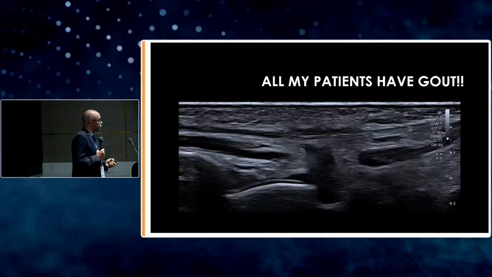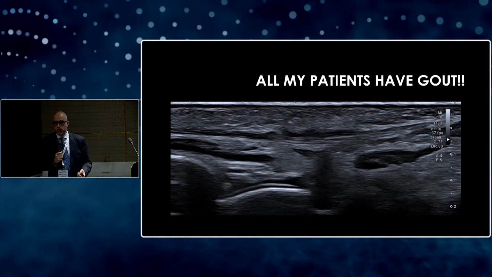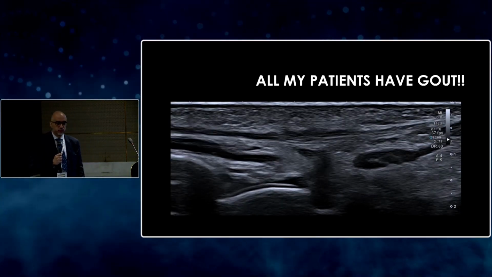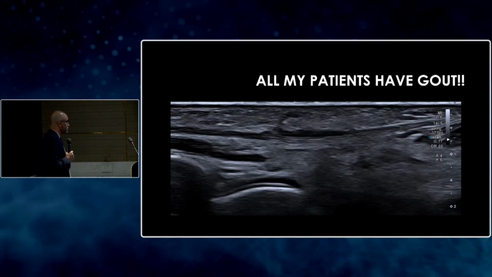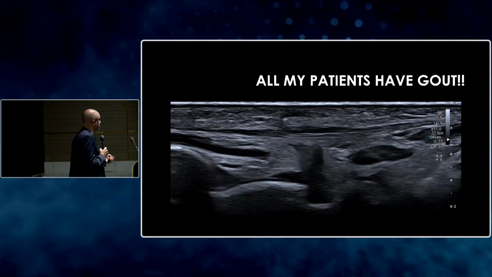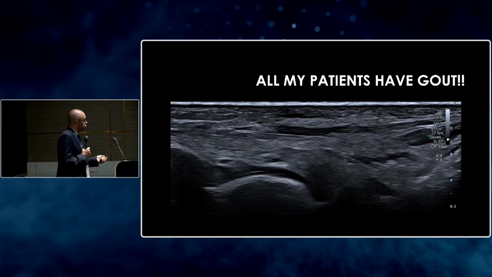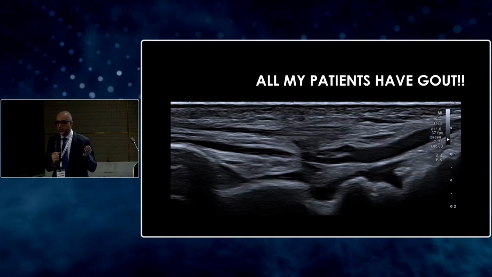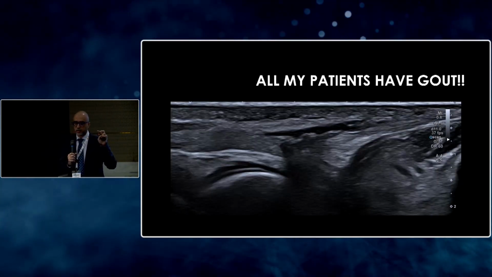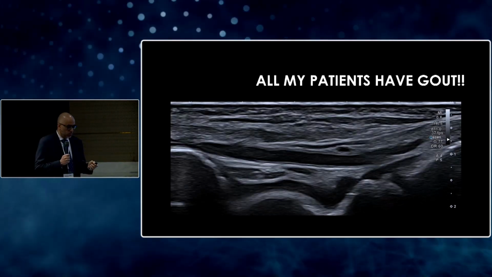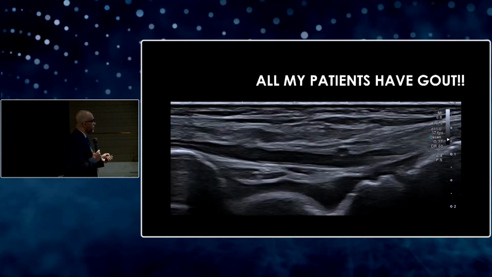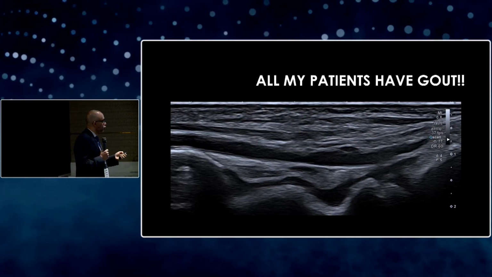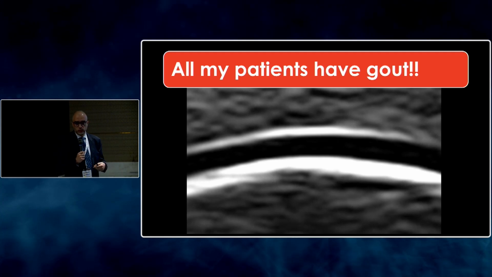Moving from this to a regular finding in our clinics every day using the ultrasound scan. This is scanning of one of my patients with an ankle effusion, and you can see here the hyperechoic line covering the hyaline cartilage. So it could be a double contour sign for diagnosis of gout, but if I saw this in my clinic every day, I would diagnose most of my patients as having gout.